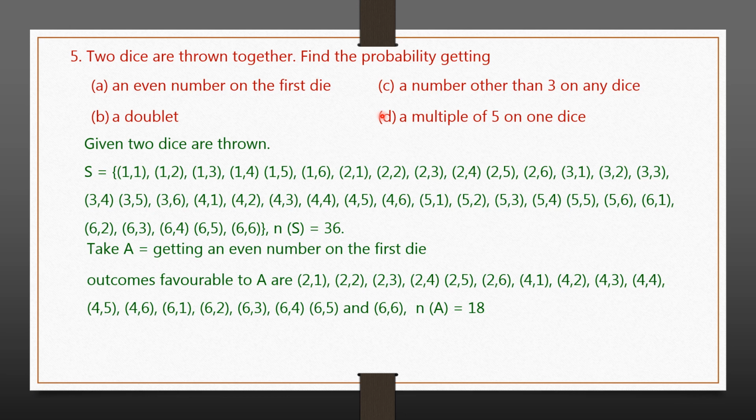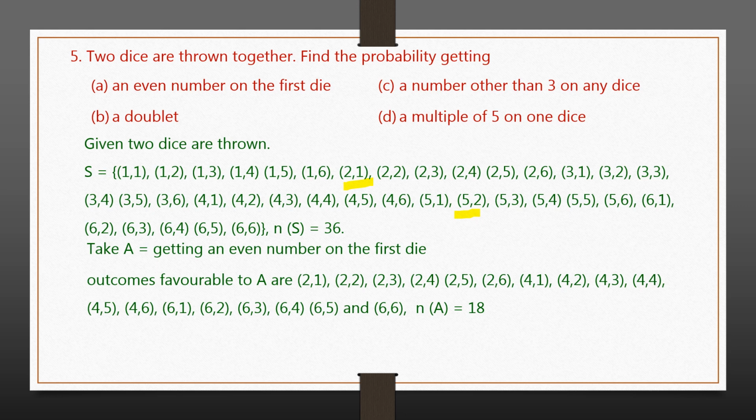Take A is equal to getting an even number on the first die. Here on the second die any number may come, but the condition is given for the outcome on the first die only. Therefore, you should get an even number on the first die. Suppose the outcome 2 1: 2 on the first die and 1 on the second die. Suppose 5 2: 5 on the first die and 2 on the second die. In this way, we know the meaning of all the 36 outcomes. All the 36 are distinct outcomes.